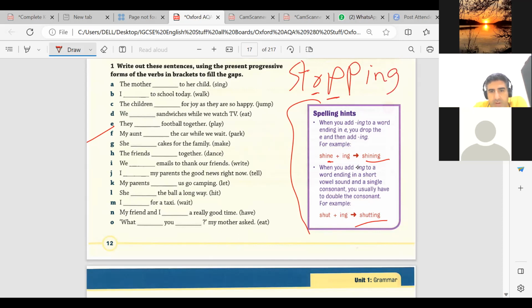Run, for example. Run. So here it ends in a consonant, N. Before N we have a vowel. So double N plus ing. Does this make sense? Yes.